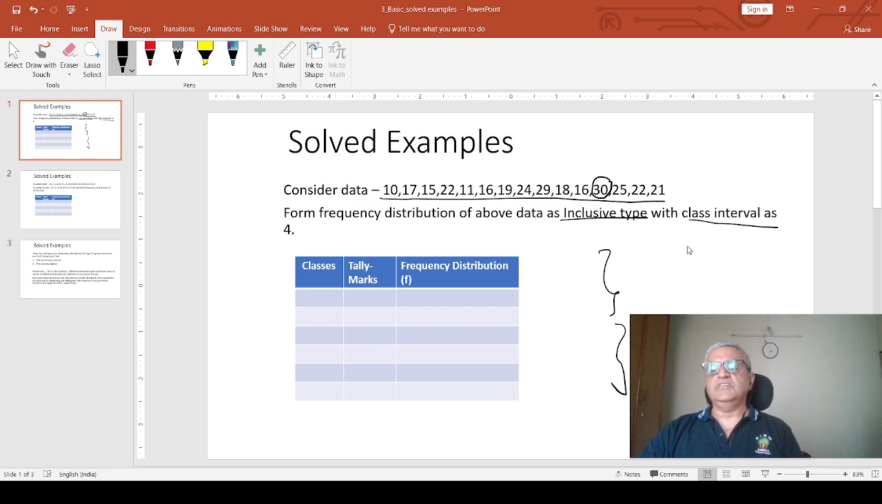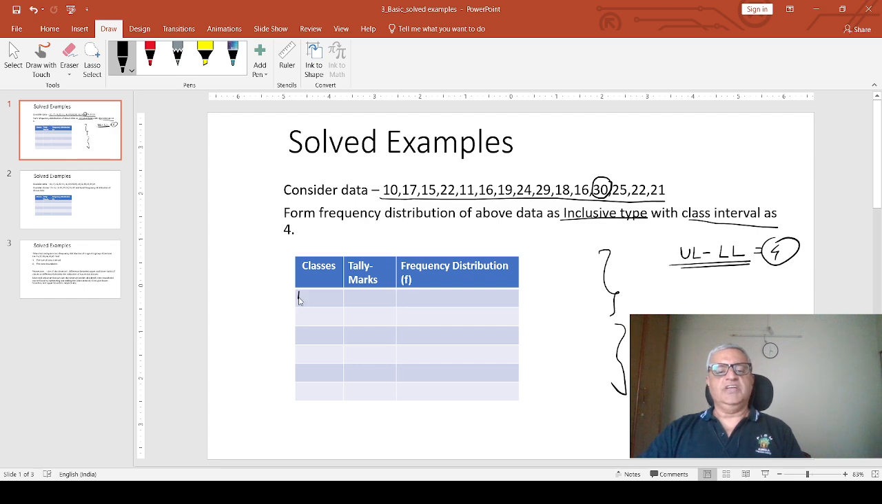What is the class interval? Class interval is the difference between the upper limit of a class and the lower limit of a class. That difference has to be 4. And an inclusive type class is one where the upper and lower limits of that class are included in the same class, and there is a gap between the upper limit of the previous class and the lower limit of the present class. Okay, so let us start forming the classes.